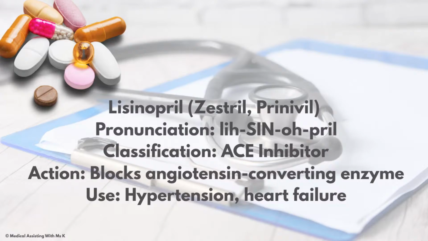Lisinopril, the classification is an ACE inhibitor. And how ACE inhibitors work, they block angiotensin, which causes the blood vessels to constrict. Okay, so ACE inhibitors prohibit that, right? It actually helps the blood vessels relax, so it can lower the blood pressure. Okay, so that's how it works inside the body. That's the action. And what is it used for? Hypertension as well as heart failure.